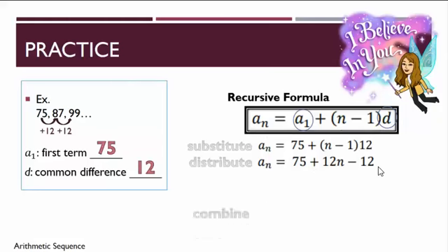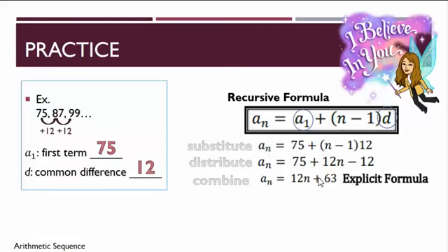Okay, so the next step is to combine like terms. Remember, combining like terms means I'm putting things that look alike together. There is no other n, so I'm going to leave 12n by itself. But I know 75 and 12 are numbers, so I'm going to combine those. 75 minus 12 gives me 63, a positive 63. Therefore, I put a plus, okay? Don't forget that. This is also known as an explicit formula, or if I want to get fancy, I can put it in function notation, where I just put the letter f. Both are the same thing; one is function notation, the other is an explicit formula.